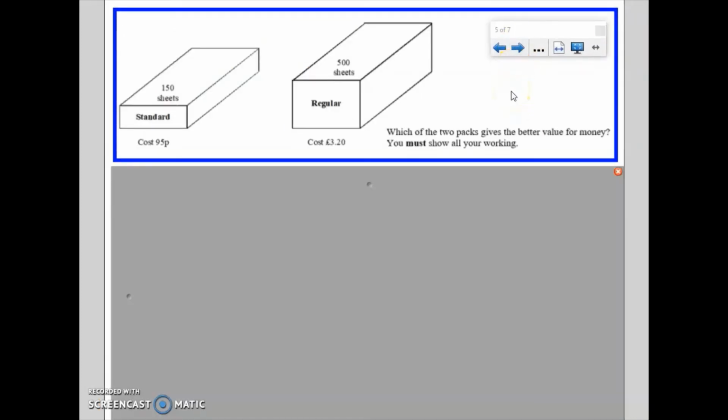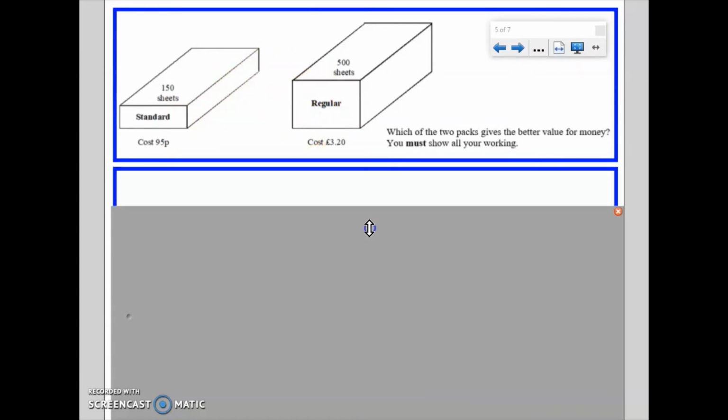Let's have a look at another example. Again, you have the ability to pause the video at this point. So if you want to have a go at this question before I explain it, then pause the video now and work ahead. Okay, so which of the two packs gives better value for money? You must show all your working out. So we've got a packet of paper here, which contains 150 sheets, and a packet of paper here, which contains 500 sheets. We're going to use the unitary method to work out which is the best value.